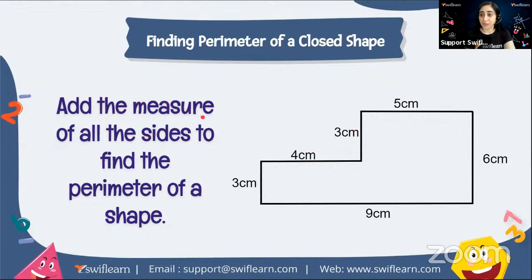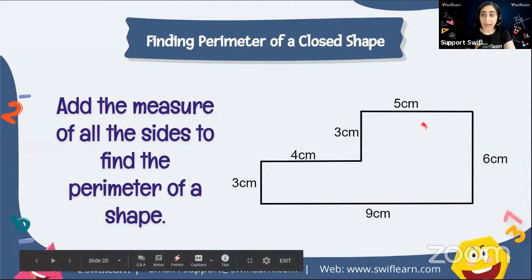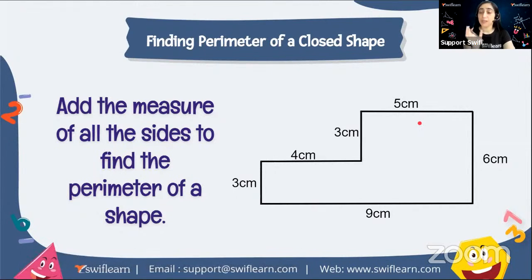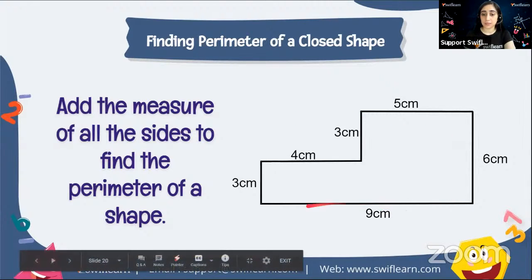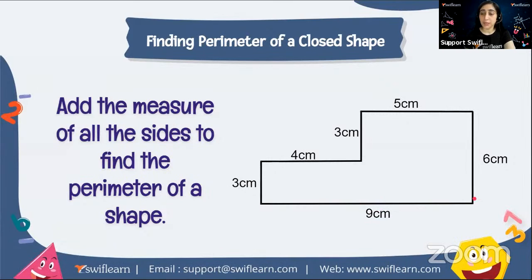So add the measurements. Now you have to find the perimeter of this closed shape. A shape is given to you and the measurement of each side is also given to you. It's given that this is 5 centimeter, this is 6 centimeter, this side, being the longest one, is 9 centimeter, this is 3 centimeter, 4 centimeter, 3 centimeter.